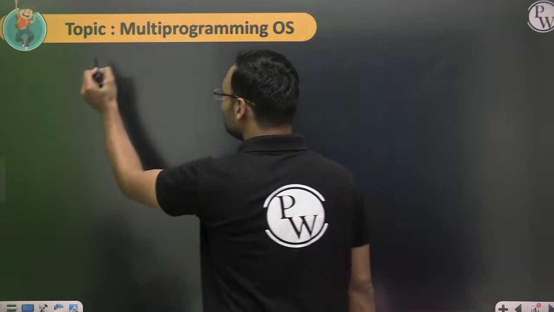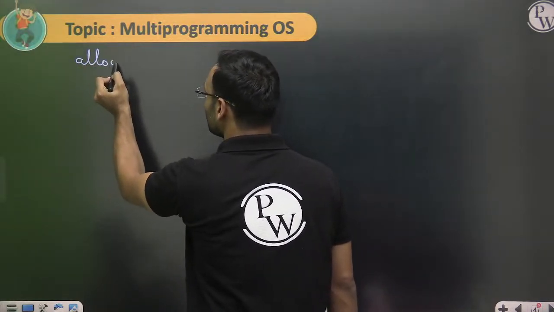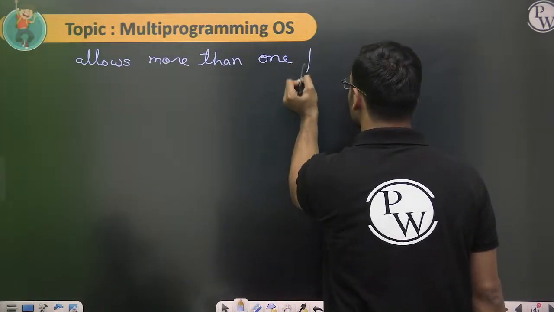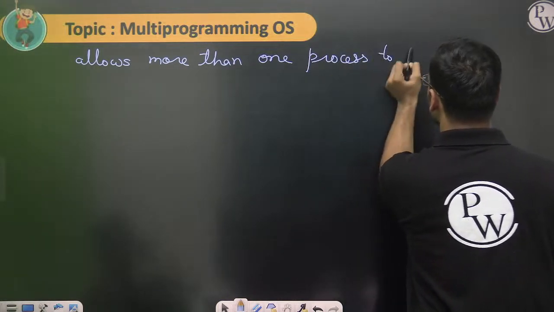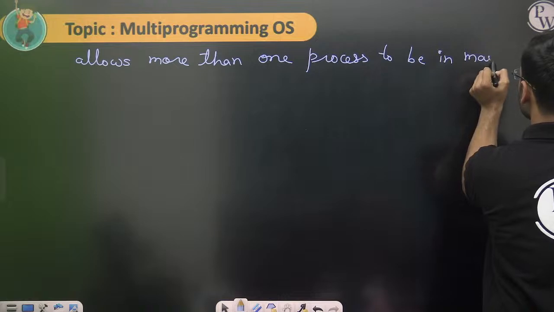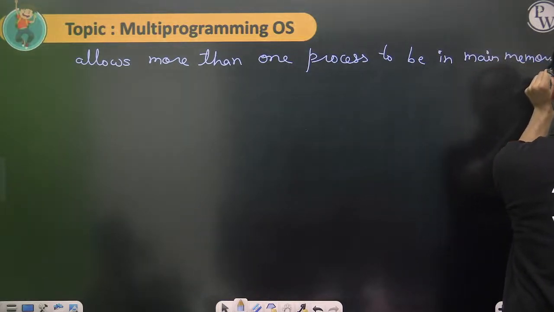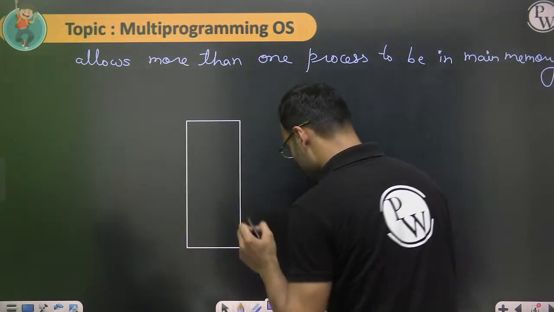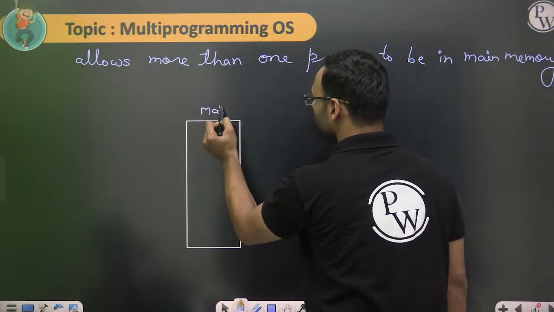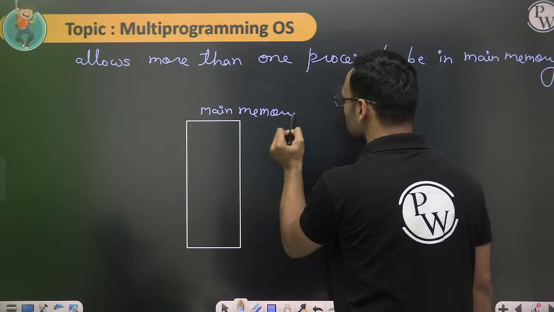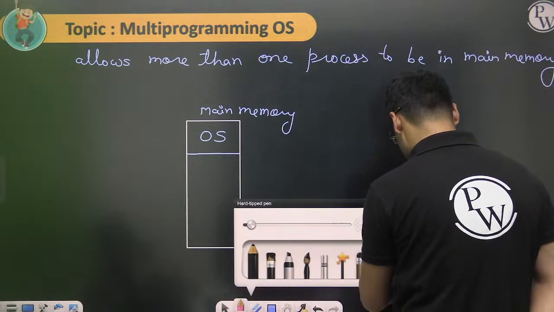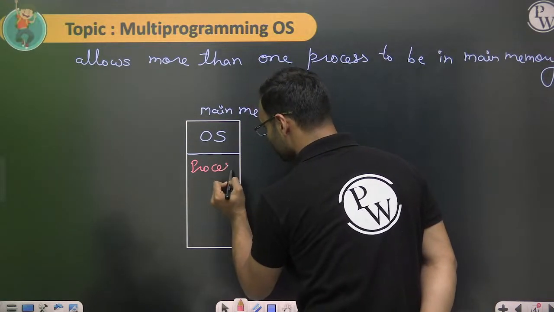Okay. Now, what is a multi-programming operating system? A multi-programming operating system allows more than one process, multiple processes for sure, to be in main memory. Let's assume this is the main memory. In the main memory, you must have one mandatory piece of software, which is the operating system, always running. Apart from the operating system, multiple other processes can be there or should be there.